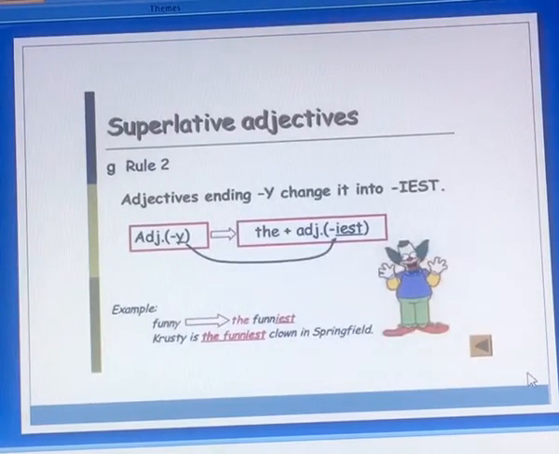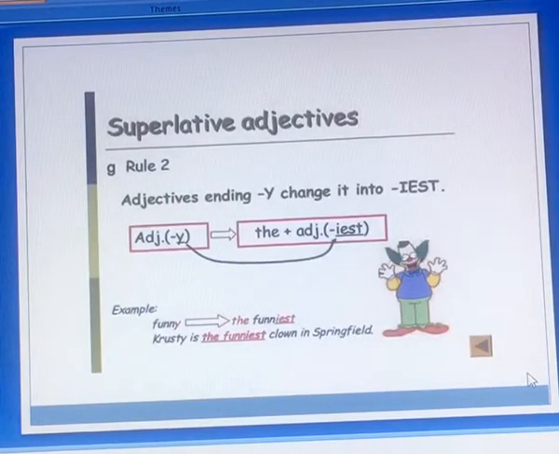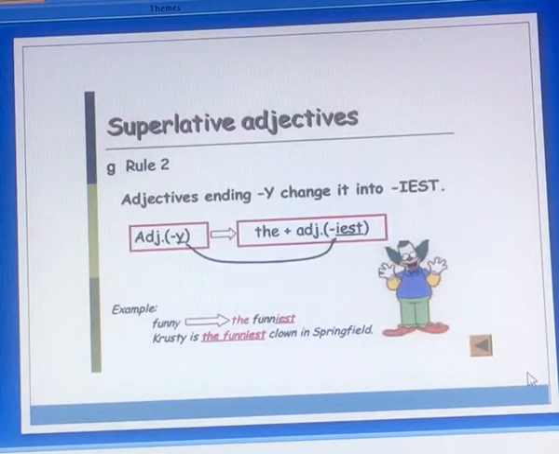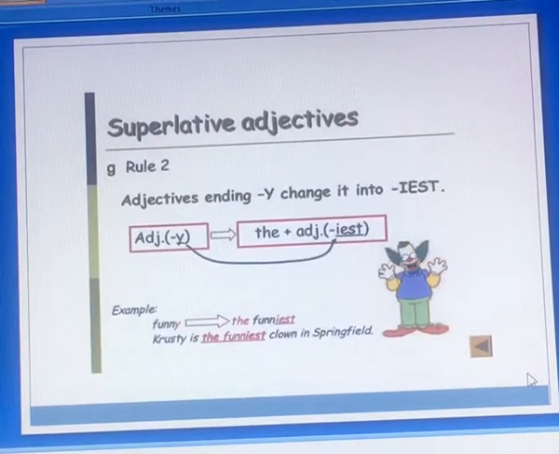Rule 2. Adjectives ending with y change it to iest. So if the adjective ends with y, we drop the y and we put iest. For example, funny becomes the funniest. Krusty is the funniest clown in Springfield.